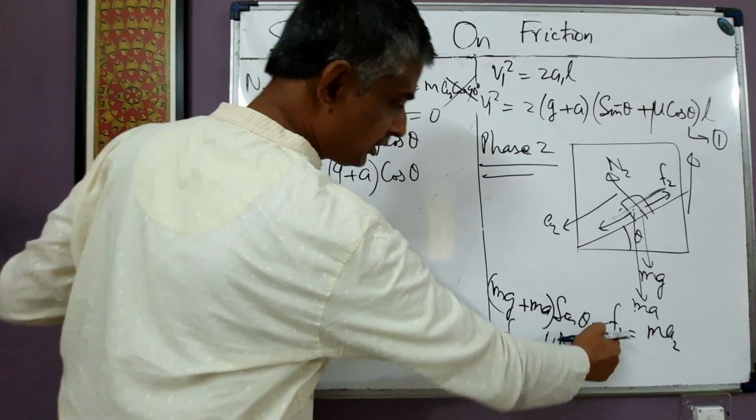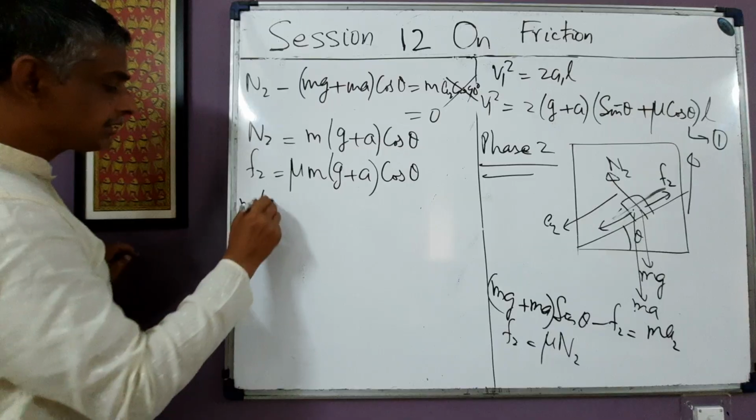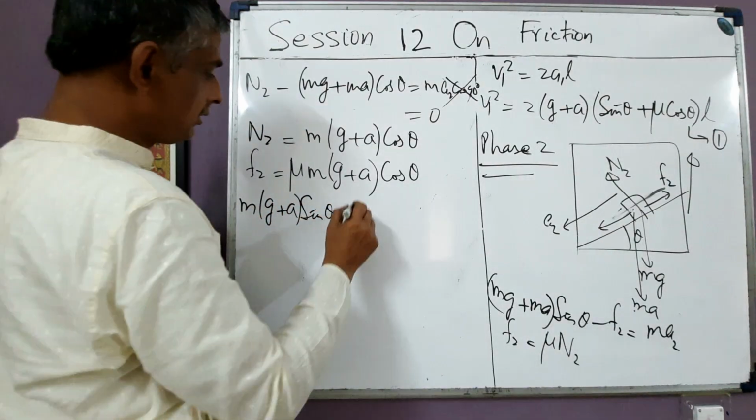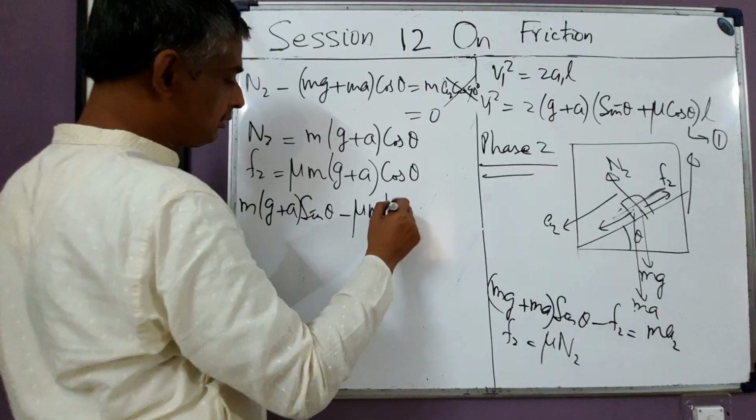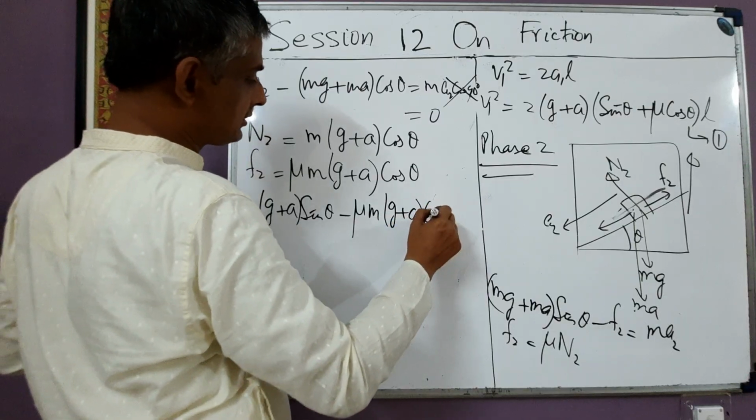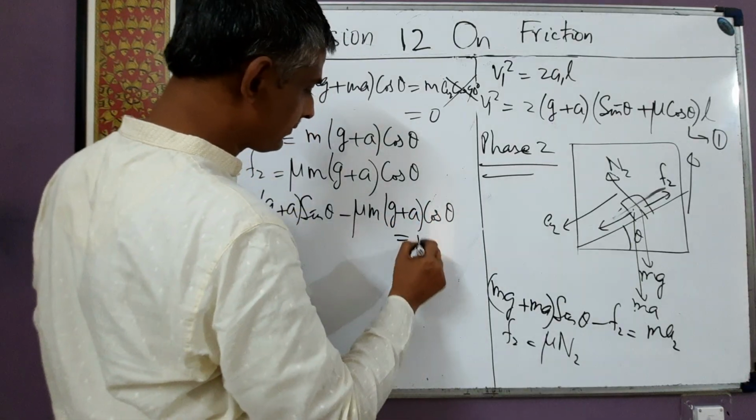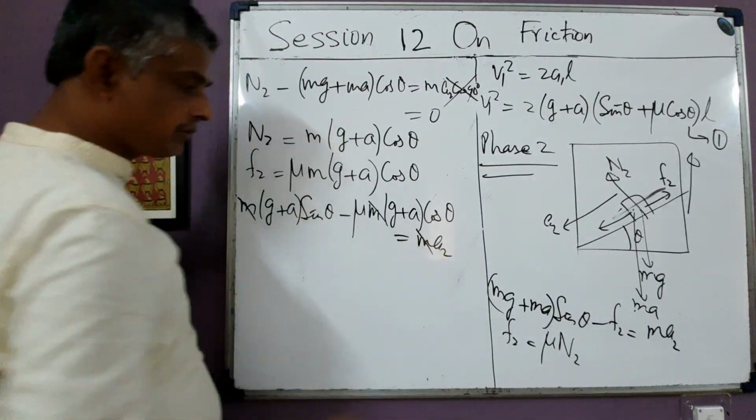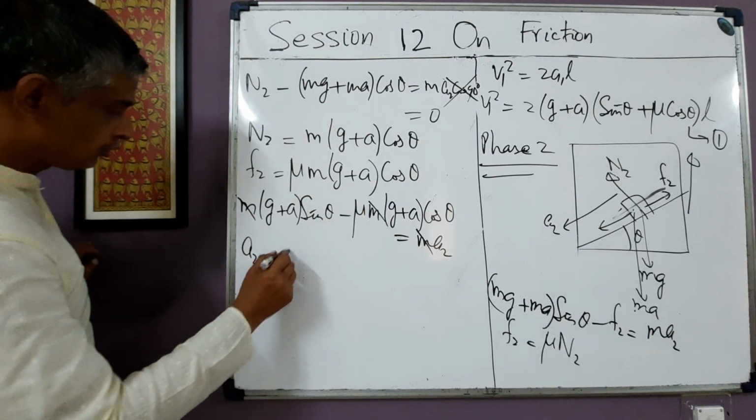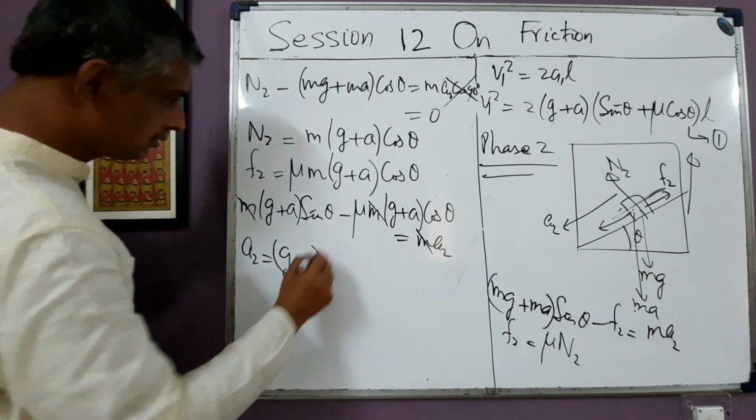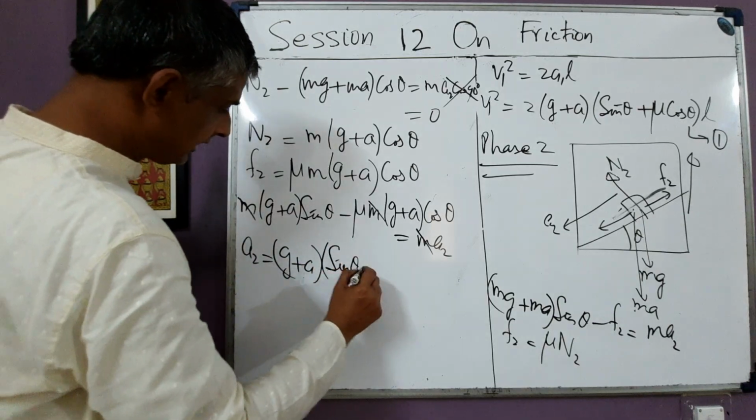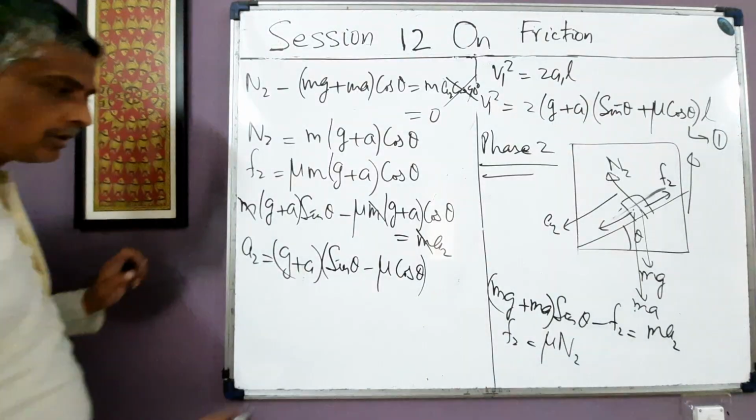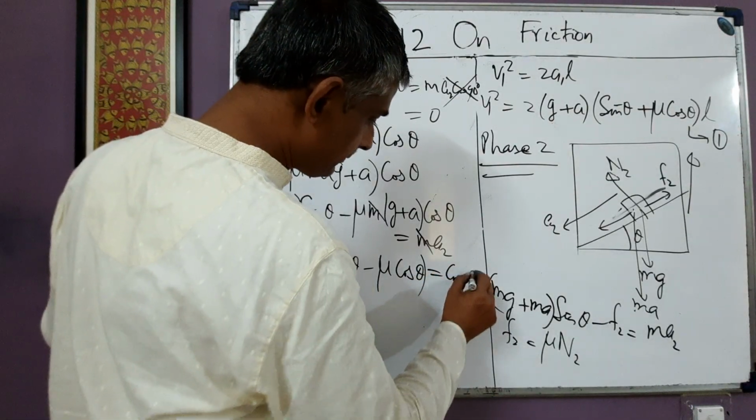This f2 is substituted in this formula. M is common in that. mg plus a sin theta minus mu m into g plus a into cos theta is equal to ma2. M goes away. a2 becomes g plus a common, sin theta minus mu cos theta. I hope it is clear. Now again it is seen to be a constant quantity.